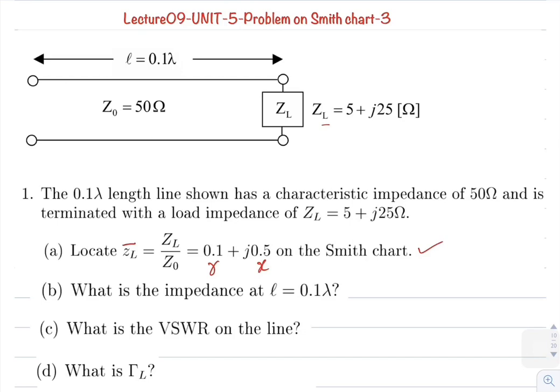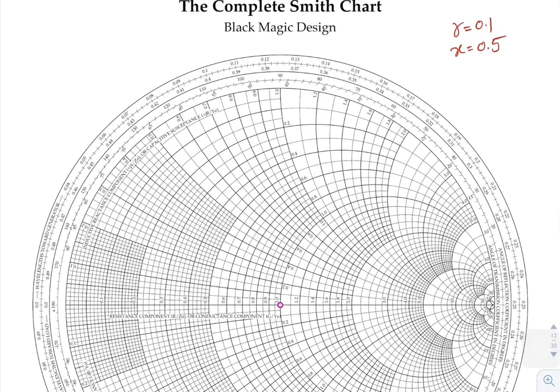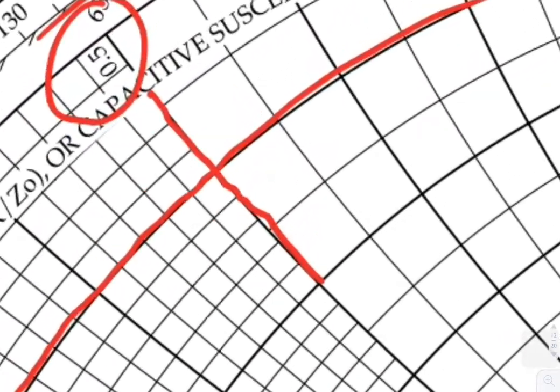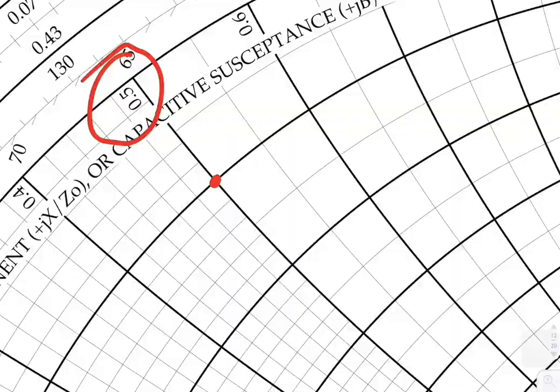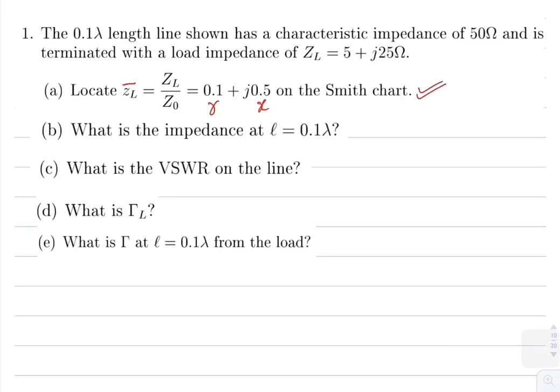You have to represent this point on the Smith chart. R value is 0.1, X value is 0.5. R value is 0.1 means this curve, and X value is 0.5 means here. The intersection of these two curves, this is one curve and this is other curve, is the required point for us. So on the Smith chart, let's represent it as point P. So first question is answered.